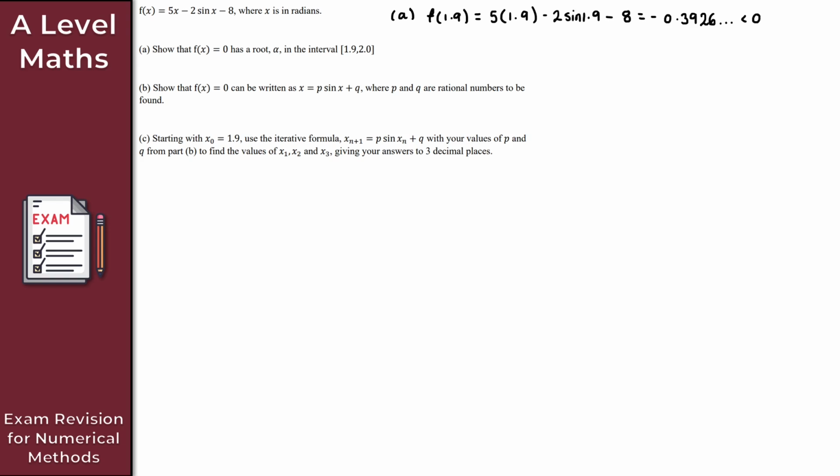And what we'd hope for is that when we find f of 2, this result is positive. So let's find f of 2. We get 5 lots of 2 minus 2 sine of 2 minus 8. And again, all you need to do is just use your calculator to evaluate this. If you do this correctly, what we should find is we get 0.1814, so on and so on. And we can clearly see that this is greater than 0. It's positive.